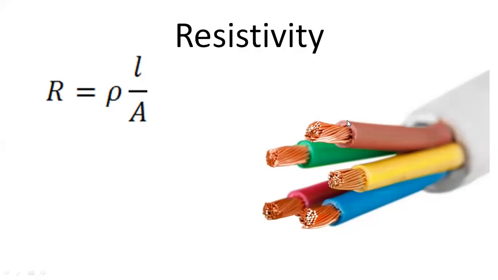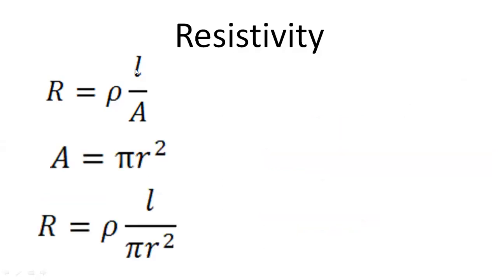But you know what the area of a circle is? Pi r square. So we will replace area with pi r square. Let me put that the area value is pi r square, because our wires are circular in shape. So the formula will become rho L by A, and that pi r square value I will replace for A. So it is becoming rho L by pi r square.